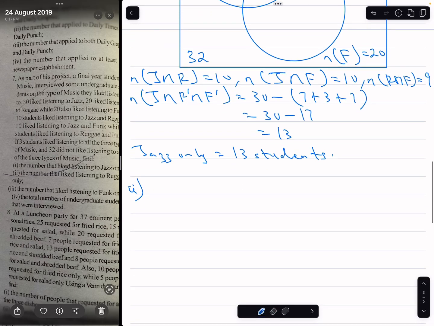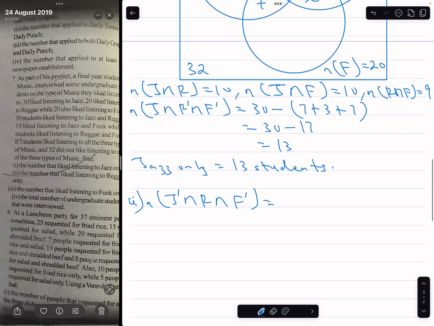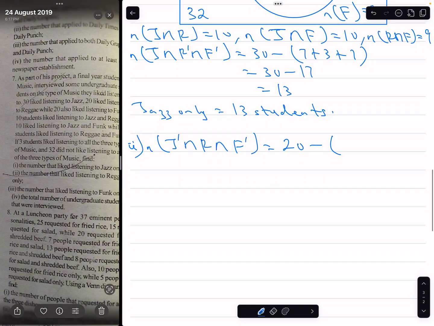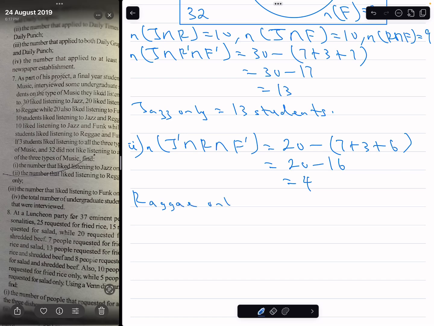So the number of elements in the set J complement intersection R intersection F complement will be equal to 20 minus the sum of 7, 3 and 6. 20 minus (7 plus 3 plus 6), which is equal to 20 minus 16, and that's 4. So reggae only will be equal to 4 students.